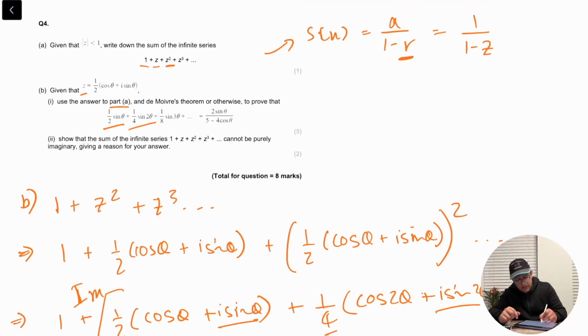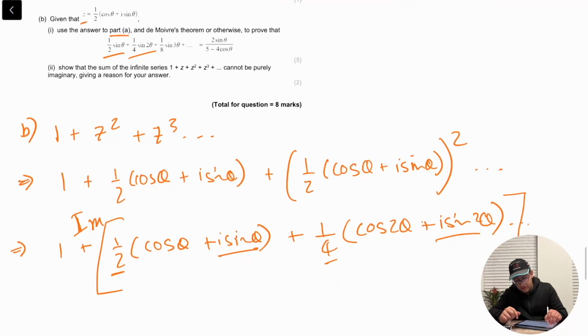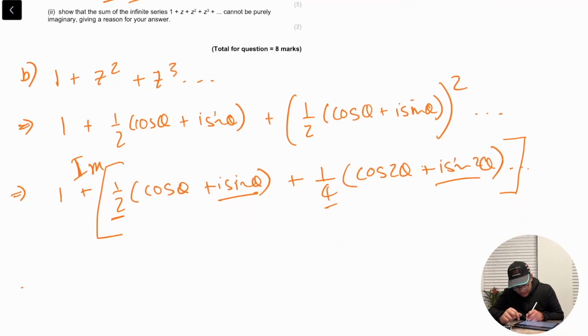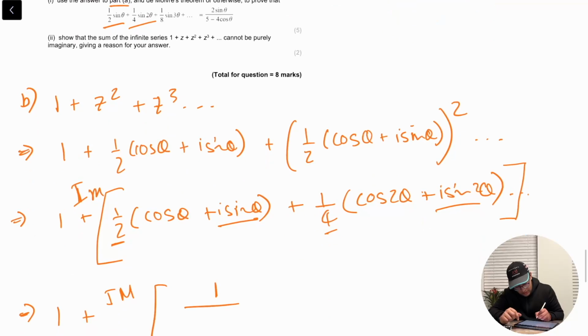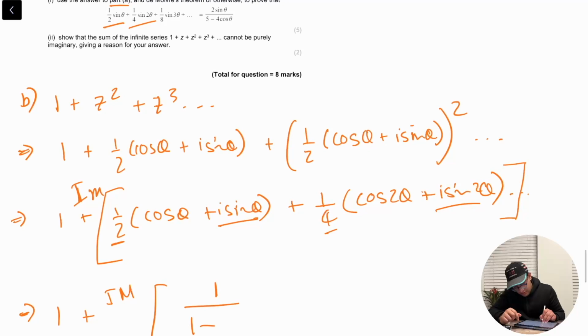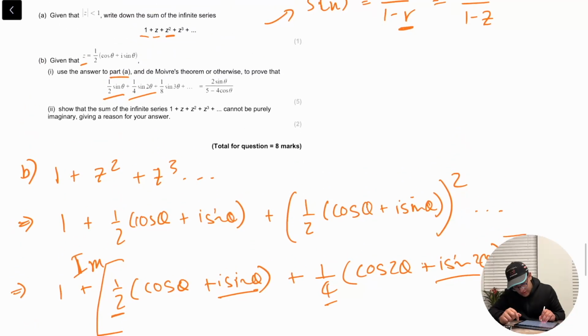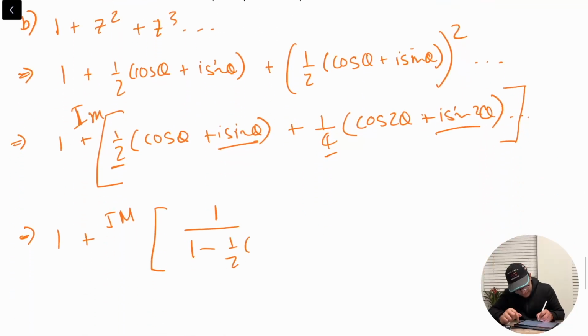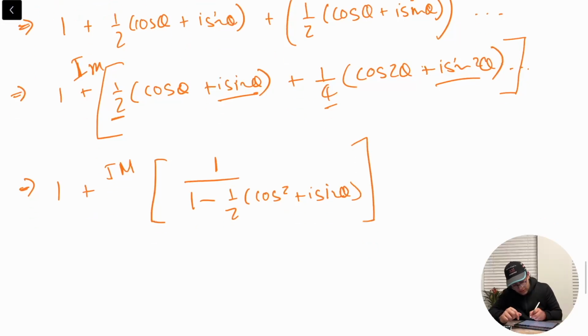So using what we found here, the sum of this infinite series is going to be 1 plus the sum of the imaginary part of the infinite series. So the imaginary part of 1 over 1 minus z, which is 1 minus half cos theta plus i sine theta. So far so good.